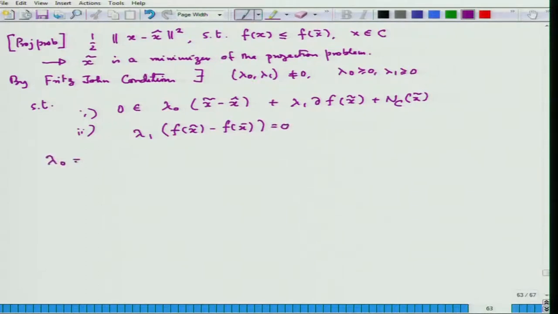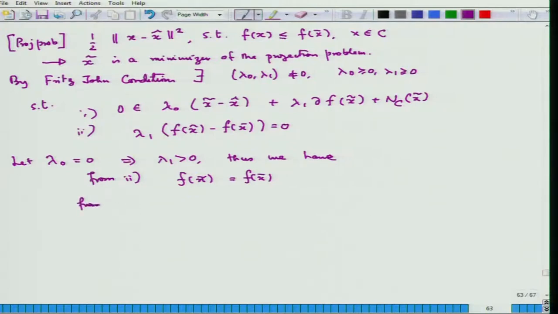Assume that lambda naught is equal to 0. This would imply that lambda 1 must be strictly bigger than 0. Thus, from expression number 2, f x tilde must be equal to f x bar. Absolutely, it has to be like that, because lambda 1 is strictly bigger than 0, and this cannot be strictly less than 0.